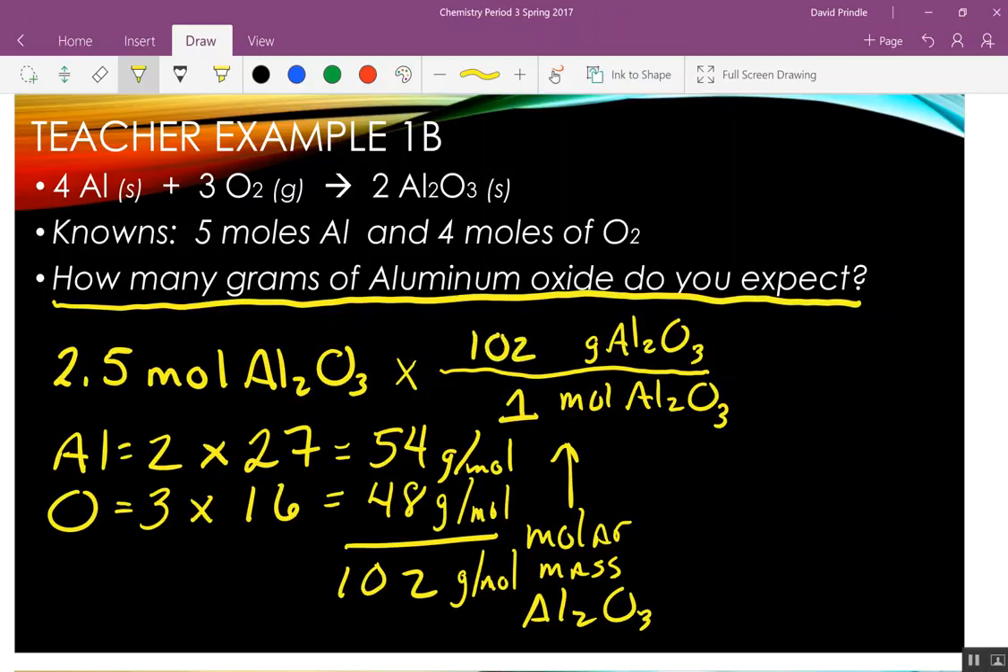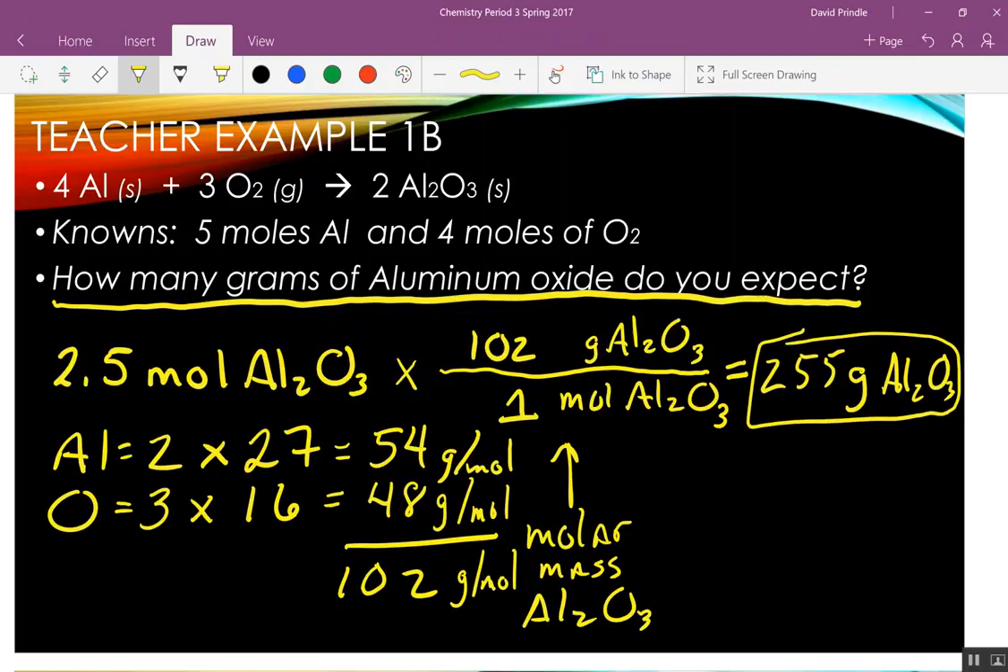So, somebody multiply 2.5 times 102. Should be able to do that in your head. Let's do what? 255. So that's, you don't have to do anything complicated when it asks how much are you going to make, because you've already figured out how many moles you're going to make, and then you just take that amount and multiply by the molar mass. So these really didn't matter.